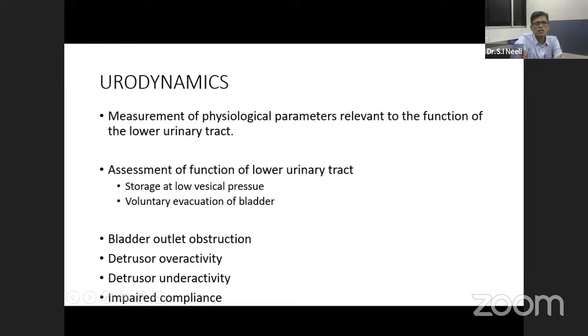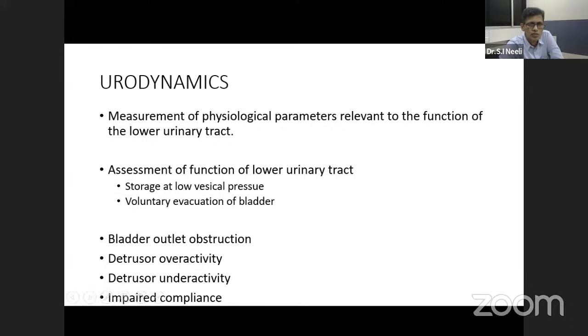What is urodynamics? Urodynamics is the measurement of physiological parameters relevant to the function of the lower urinary tract. Now, the lower urinary tract has to store the urine at low pressure and has to empty the bladder when it is full without abdominal straining. Now, this is being documented by doing the urodynamics.